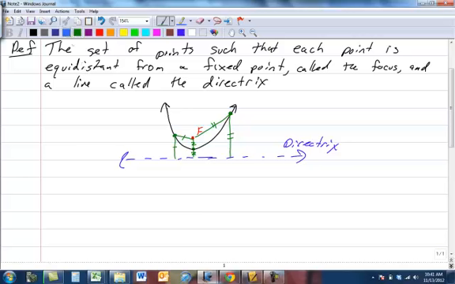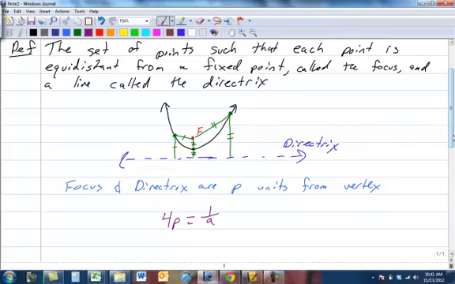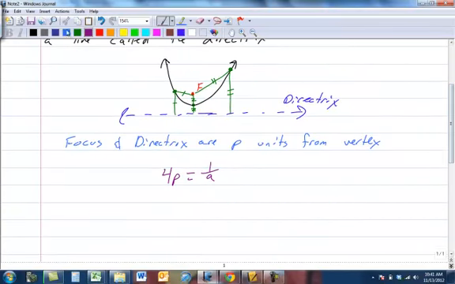Now, both the focus and the directrix are p units from the vertex. What is p, Smith? Well, here's the thing. 4 times p is equal to the reciprocal of a. All right, and that's back from our vertex form, or standard form, or anything when we were doing parabolas, a.